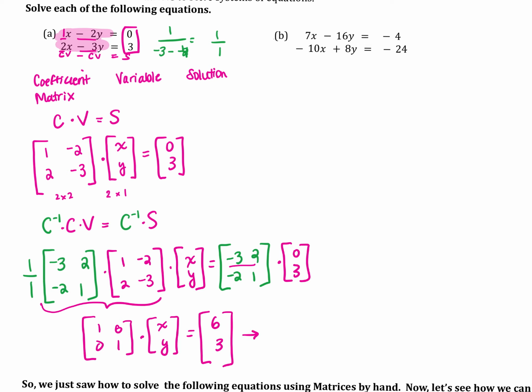So in the end, what we know, since this matrix right here is like multiplying by 1, what I really end up with is just x, y equals 6, 3. So now I know x equals 6 and y equals 3. So this is the process for solving our systems with matrices.